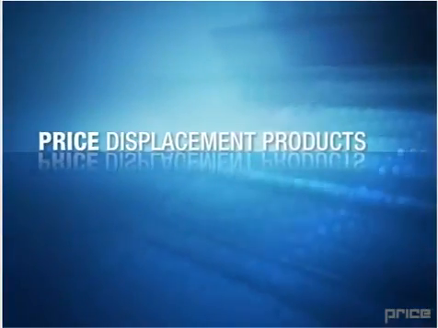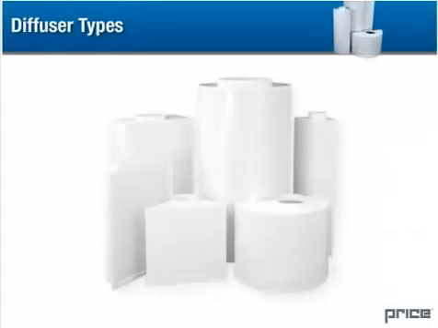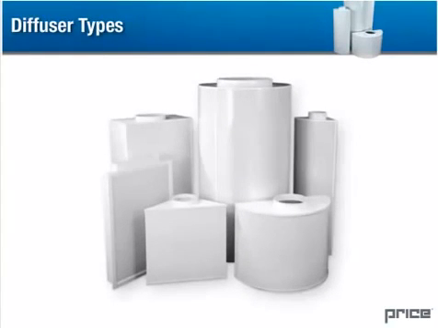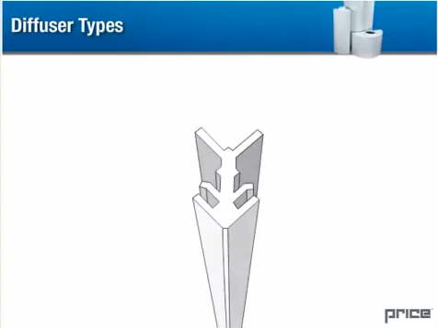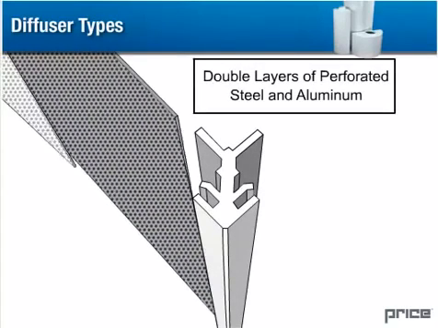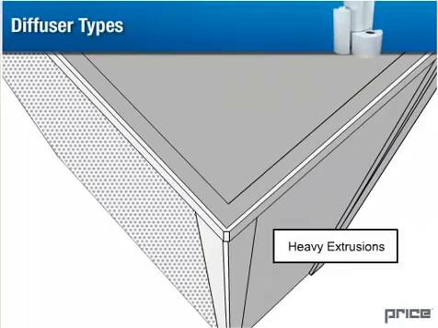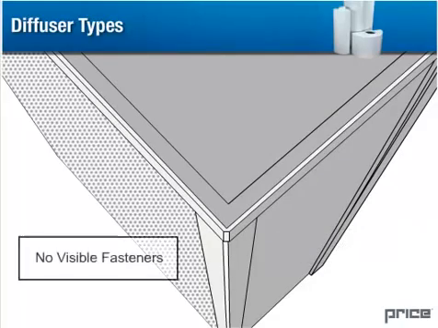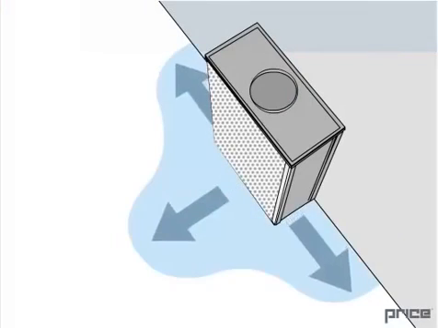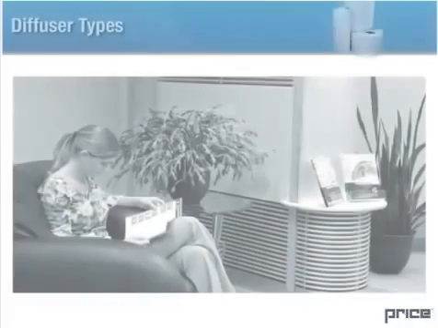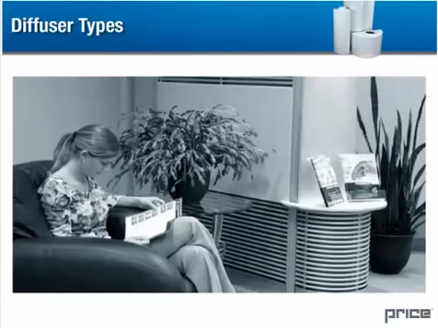Price displacement products. Price's displacement ventilation diffusers come in a wide variety of styles, shapes, sizes, and finishes. They can be elegantly integrated into any type of architectural setting. All of Price's diffusers employ double layers of perforated steel and aluminum to provide a uniform face velocity. Heavy extrusions hold the face and side panels together tightly, eliminating the need for visible fasteners and resisting damage from everyday activities. Regardless of what family they're in, these high-performance units are designed to supply any size room comfortably while being discreet and able to match any decor.